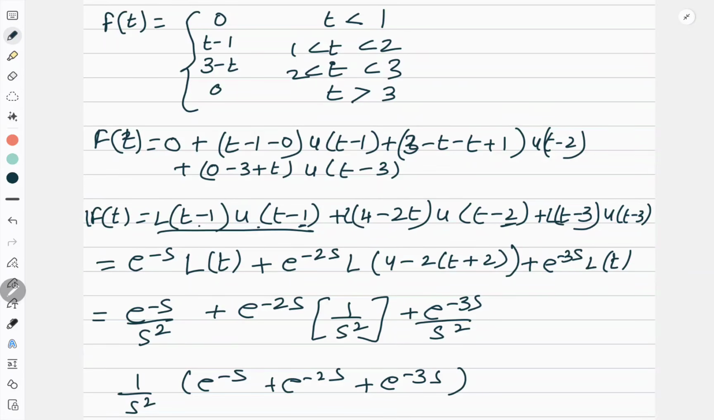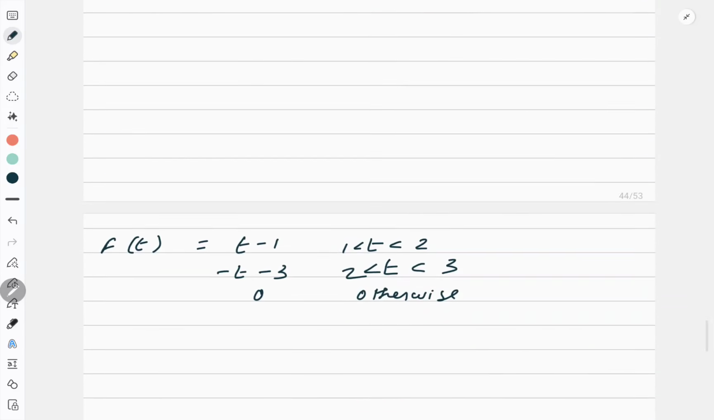Okay, see here one thing. It is 4 minus 2t minus 4. 4 cancel and minus 2t it is. So I forgot this minus 2. So it will be minus 2 e to the power minus 2s. Correct? So this is how we have to do. Let's move to the next question.